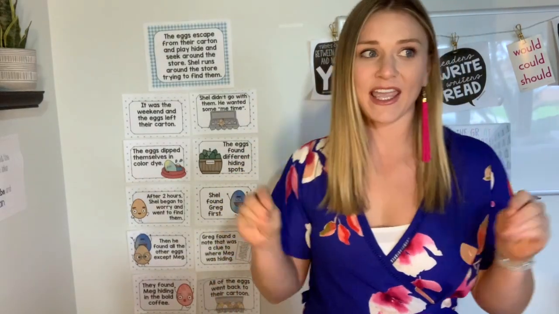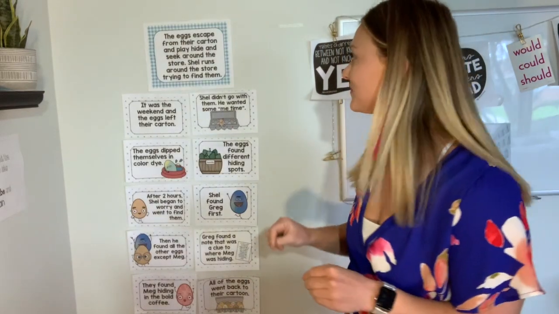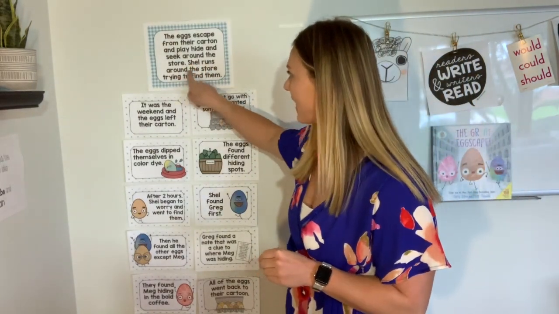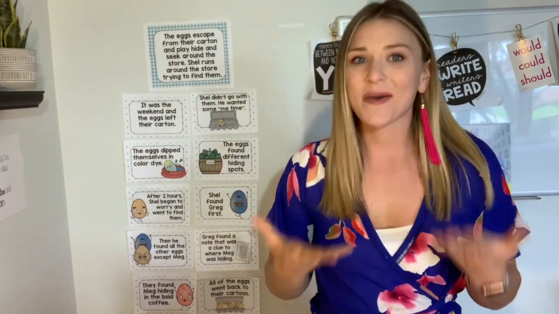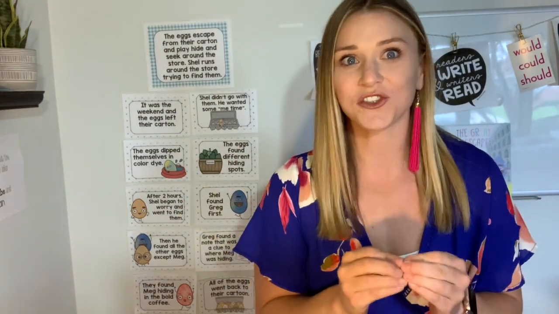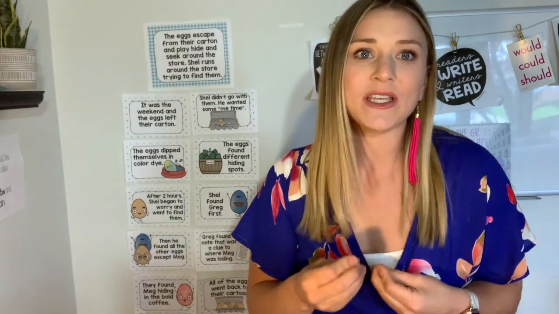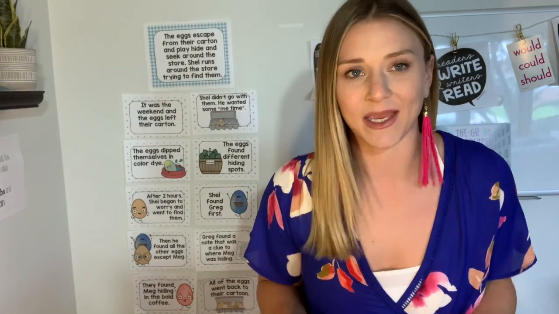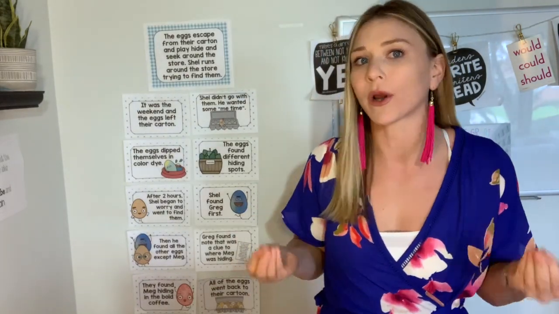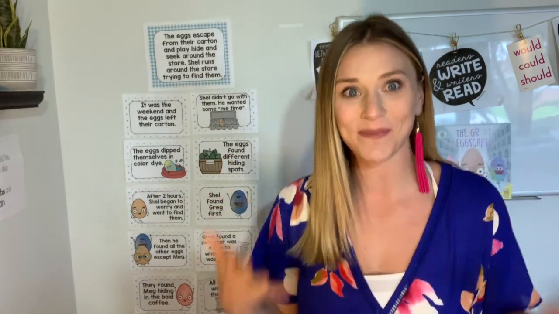Then I gave another sentence for our main idea. Shell runs around the store trying to find them. Remember how we talked about Shell? Shell was our main character of this story. And so when we think about the main idea, I want to include him in that main idea because Shell is an important part of this story. He was seen pretty much on every page.